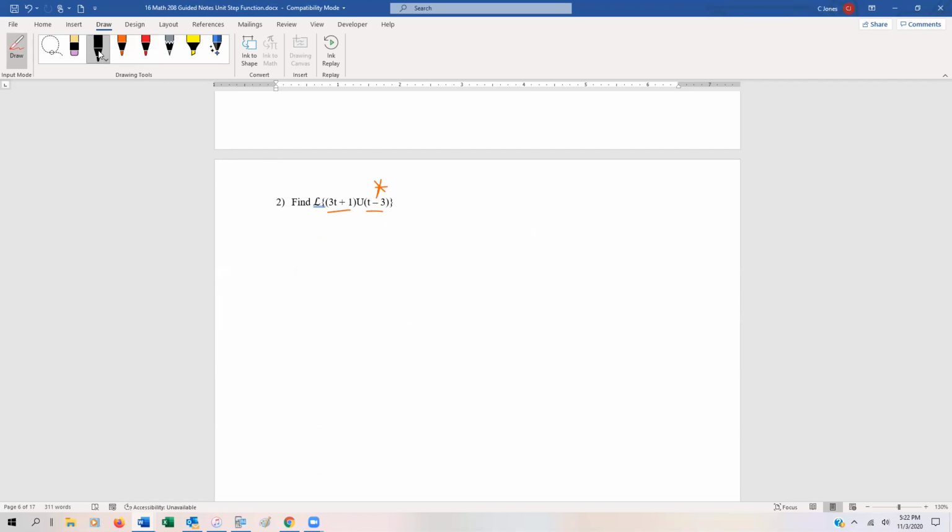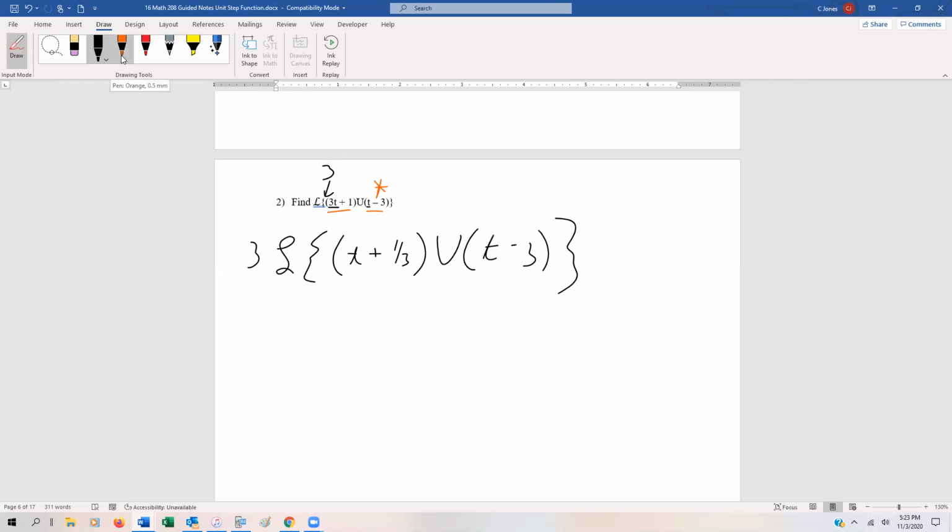So here's a trick that we can do. What I'm going to do is factor a 3 from this first part because I needed to get to t minus 3. And so I'm going to rewrite this as 3 times the Laplace of t plus 1/3 times the unit step function of t minus 3. All right. And we had to do that because there's no other way to make 3t look like this t. Now, the trick is at this point, how do I get this guy to look like a 3?